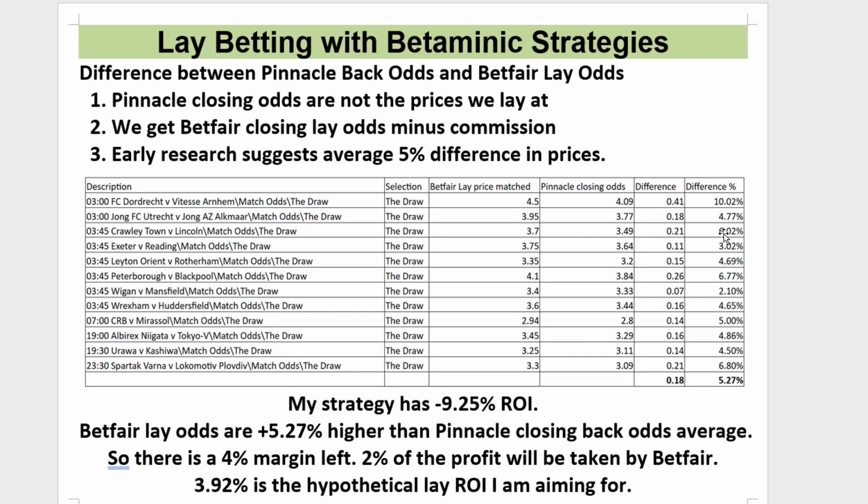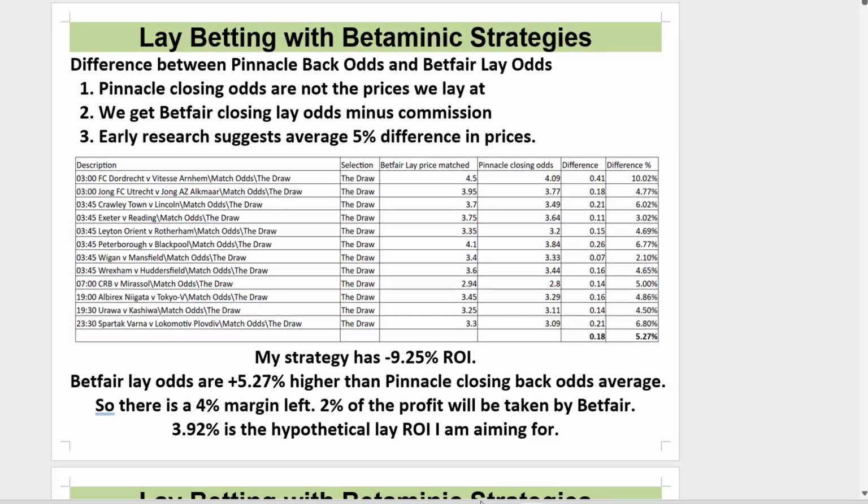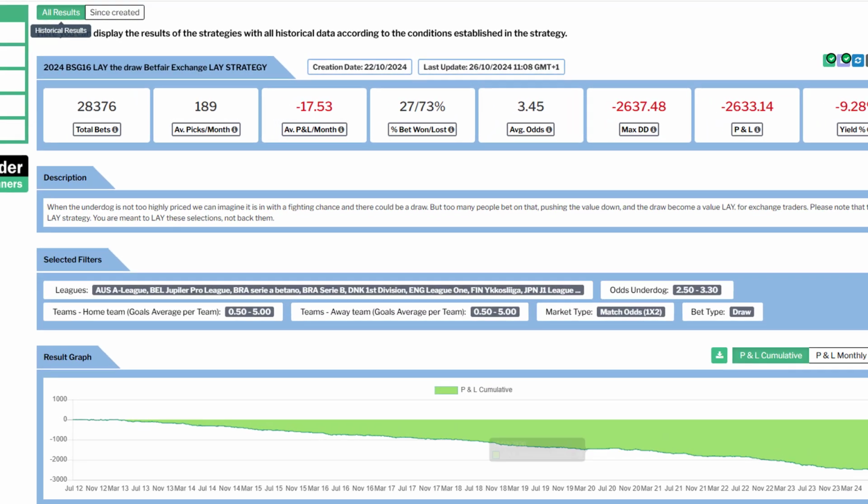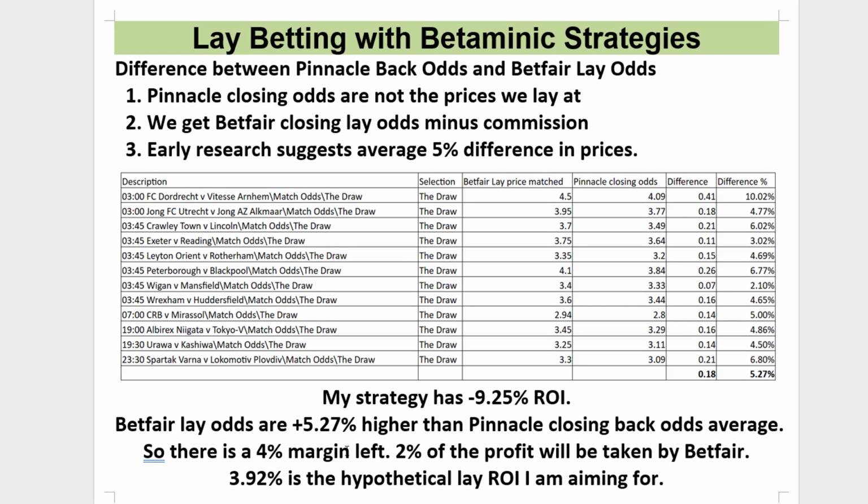So one important thing to consider is that the Pinnacle closing odds are not the prices we're laying at. We're getting the Betfair closing lay odds minus the commission. And my early research suggests a 5% difference in prices. The strategy I have on Betaminic has a minus 9% yield. And so if Betfair lay odds are about 5.27% higher, then that leaves about a 4% margin left.